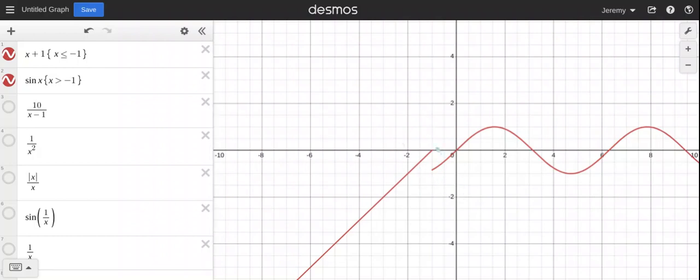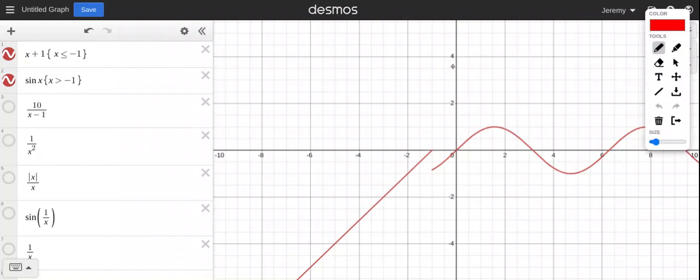Consider the graph of the function f of x, which is equal to x plus 1 when x is less than or equal to negative 1, and sine of x when x is greater than negative 1. What I want to do is get at the idea of what are called one-sided limits.